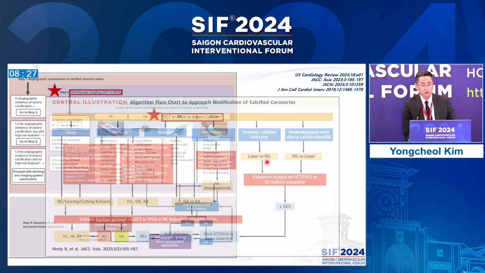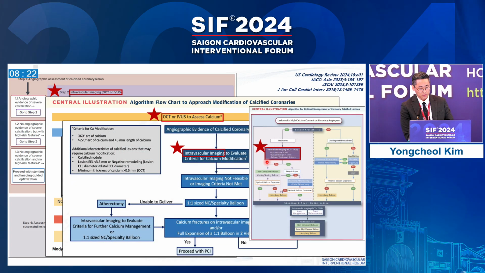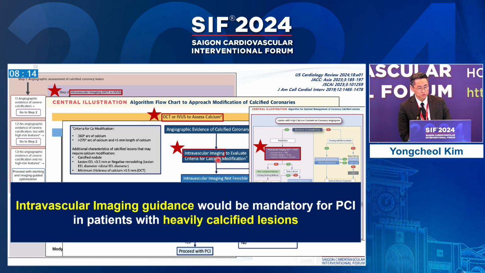There are several algorithms for the management of calcified lesions, as you can see, and all algorithms highlight the use of intravascular imaging. So I have to say that an intravascular imaging modality would be mandatory for PCI in patients with heavily calcified lesions.